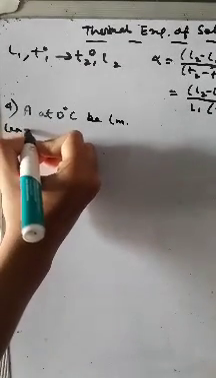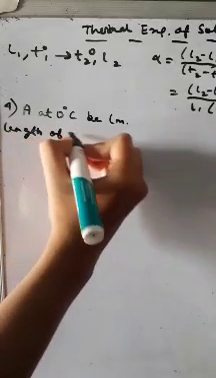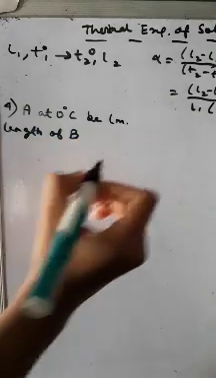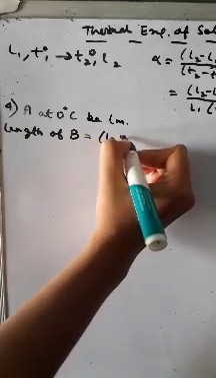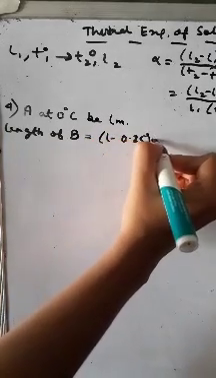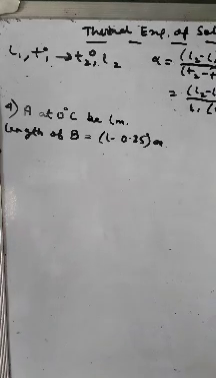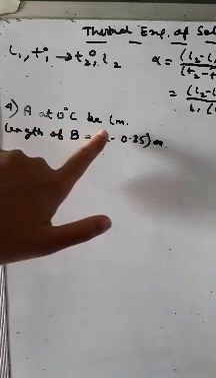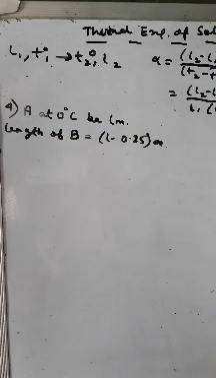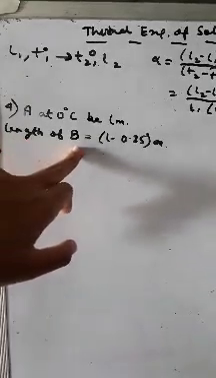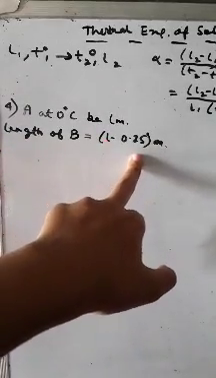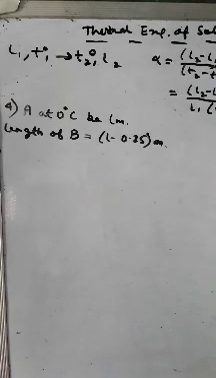Length of B be L minus 0.25 meters, isn't it? Why? Because the length of the rod A at 0 degree C is L meters, and in the question the difference of the lengths of the two rods is given. So you can say that the length of the rod B will be L minus 0.25 meters. Is it clear?